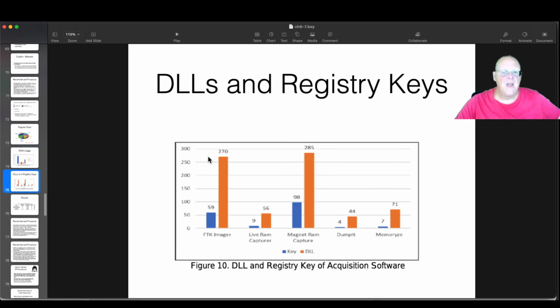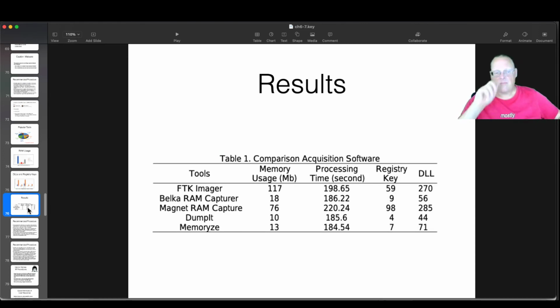And here's the number of DLLs and registry keys. And again, FTK Imager and Magnet RAM capture use a ton, but these others use much less. So I was surprised that there's such a difference. And so here's the results. They all took about the same amount of time to capture the memory, but they really varied by a factor of 10 in memory usage and registry keys and DLLs, so I was surprised by that.